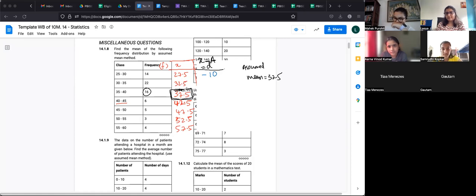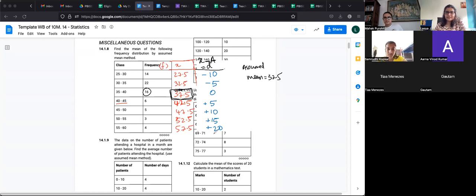Next, 32.5 minus 37.5, how much is it? Minus 5. Yes. How much is the next D? 0. Plus 5. Plus 10 is next. Then X is 47.5 minus a, which is 37.5, so plus 10. The next one, plus 15. And the last one, plus 20. Okay, so now you have all the deviations.